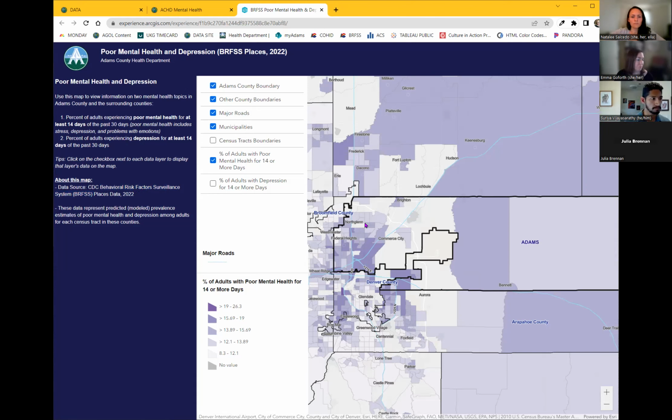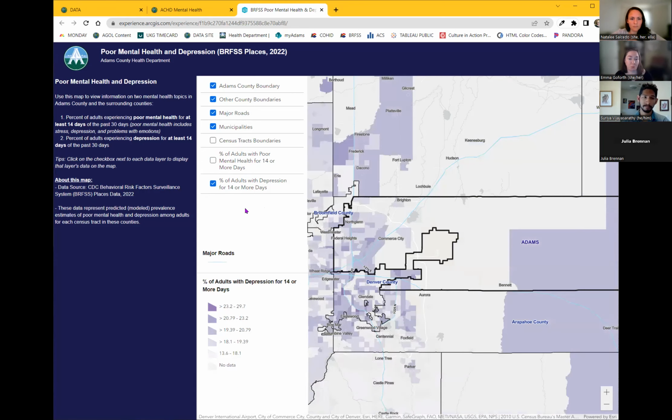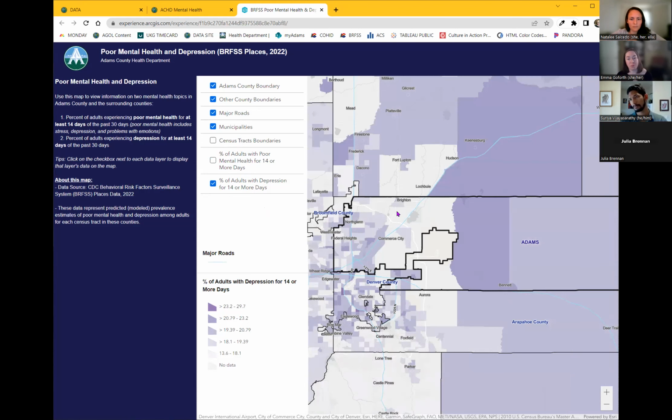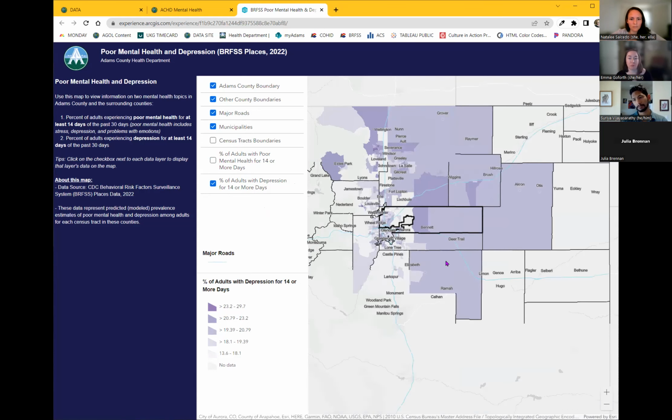And the map is to the right. We have a legend at the bottom, and then we have different layers of the map that you can check on and off. So we have different boundaries, roads, municipalities labeled. And to turn them on or off, you can unclick the box or check the box. And we have two indicators. We recommend looking at one at a time instead of layering them. So click one to see the poor mental health map, and then click the other to see the map for depression. And it provides data on the entire metro area.